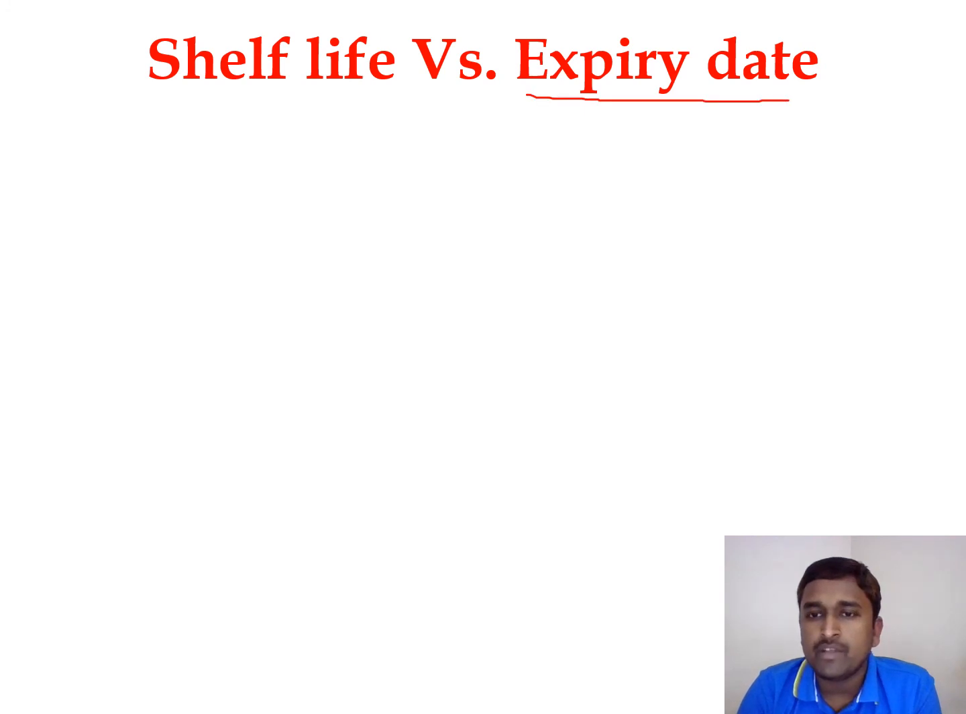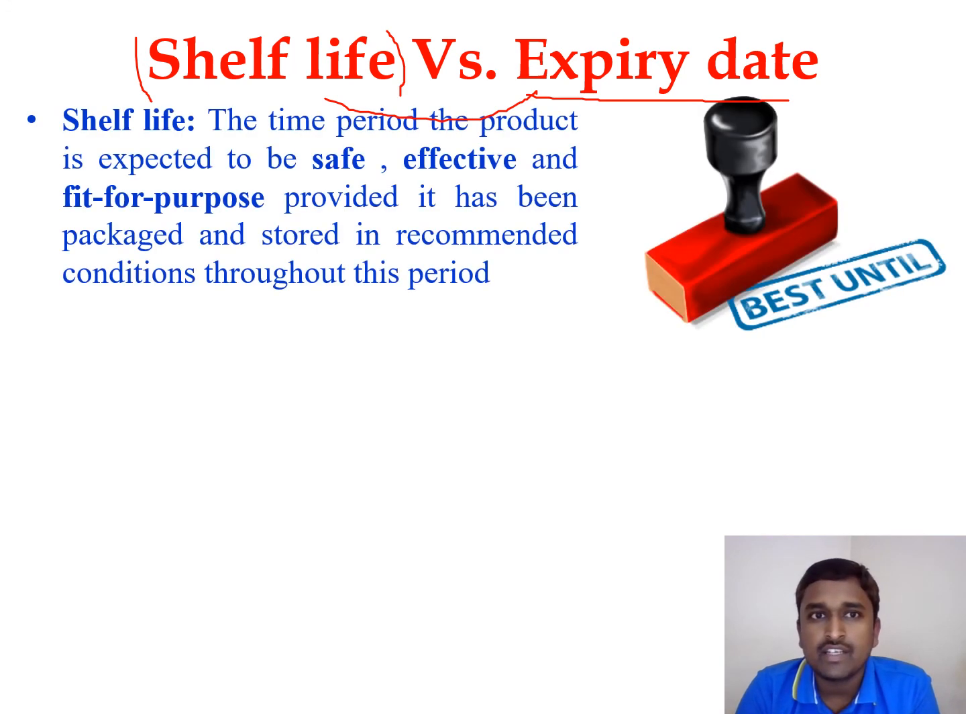Many of us are familiar with the term expiry date because it is mentioned on all pharmaceutical product labels, stating that the product is going to expire. But many of us are not familiar with the term shelf life. See, both terms are interlinked and related. Shelf life is basically the time period within which the product is safe, effective, and fit for purpose, provided the storage conditions are maintained. That is, it is best until that time period.